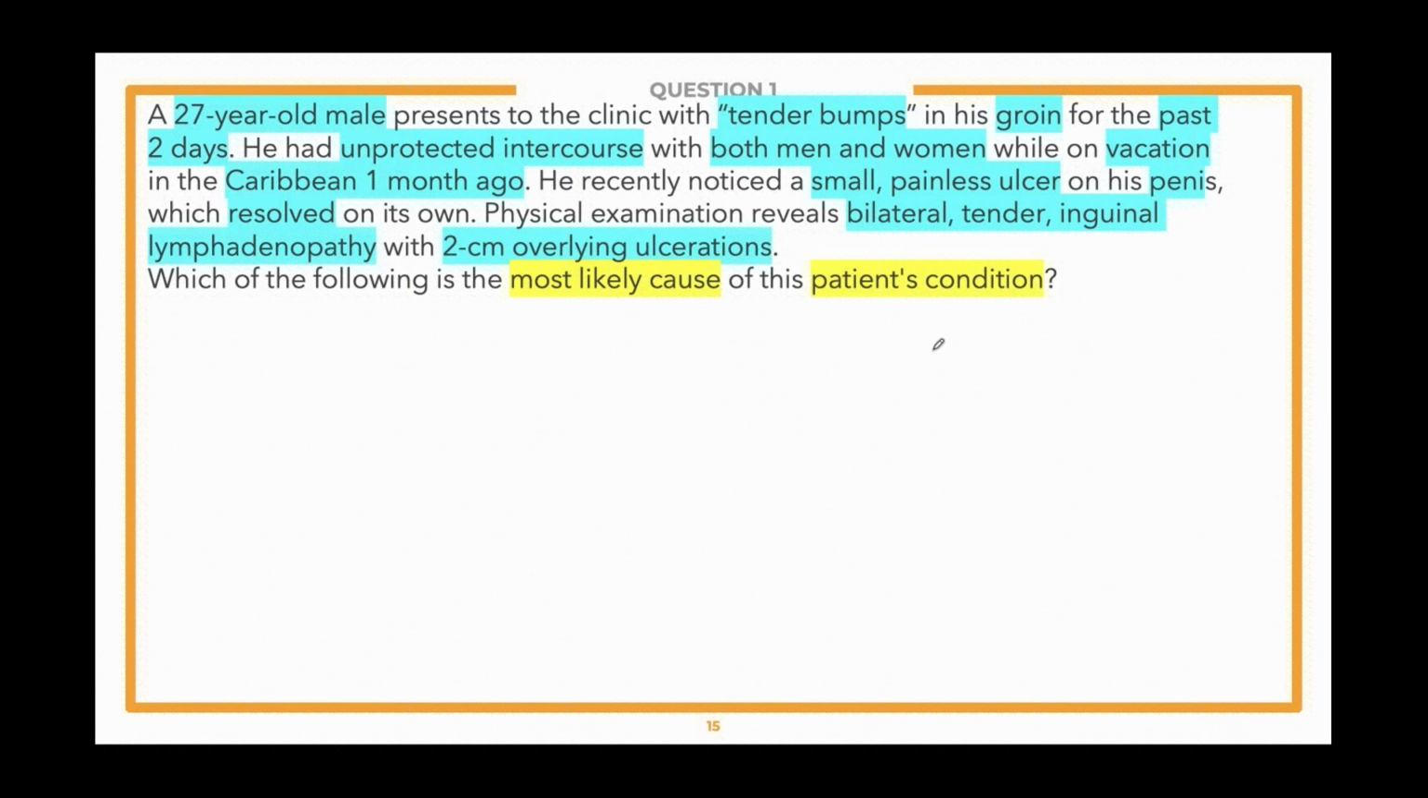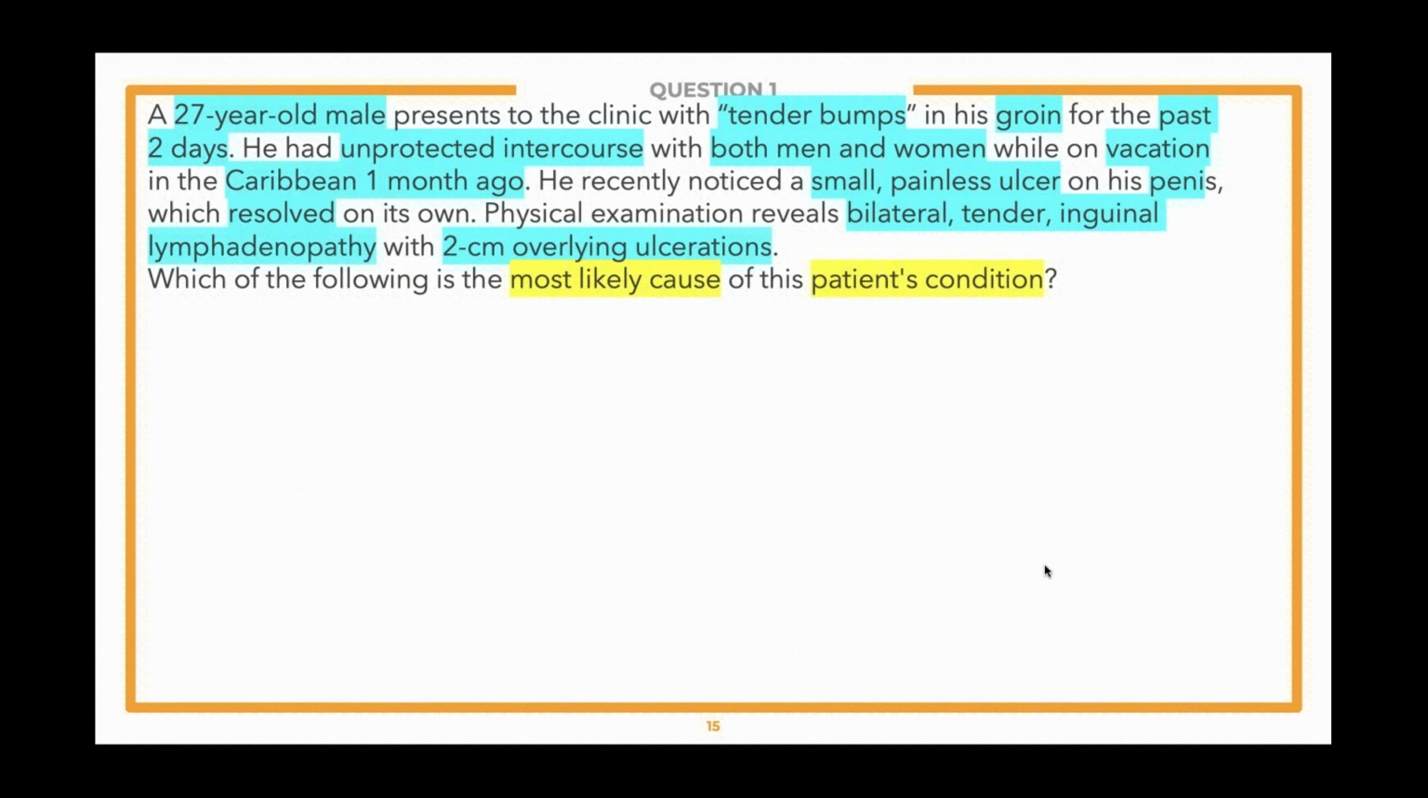We're told about some risk factors: unprotected intercourse, sex with men and women. We're told about where he traveled. We're told even about physical exam findings of what it presented like, what he now has. And so these physical exam findings are going to be very important when you're trying to come up with this diagnosis, okay? But as Sean pointed out, when you read that question, it was more than just a diagnosis question. One, we need to figure out what's the diagnosis or condition. But then two, a second step: what is the cause of that condition? So I think this is a 2-step question here.